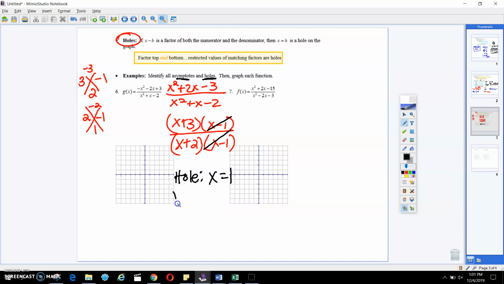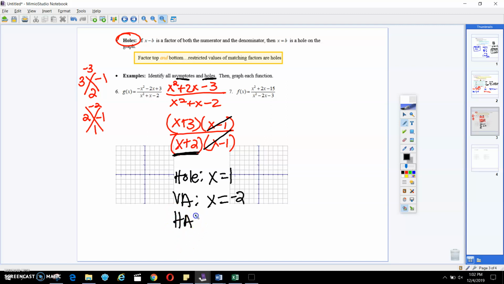Okay? For that vertical asymptote, do you see how we have that x plus 2 left in the denominator? Yeah. Okay, so what we're going to do is set that equal to 0 and solve. We're going to get x equals -2.